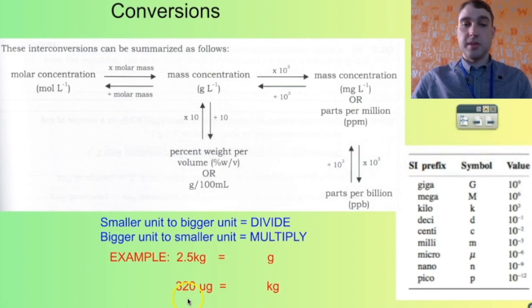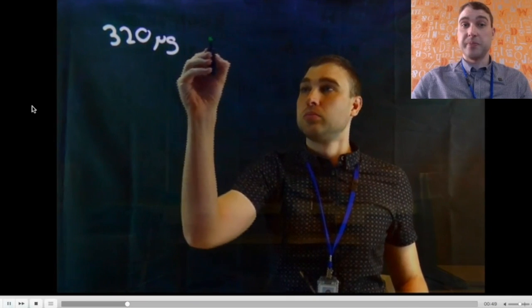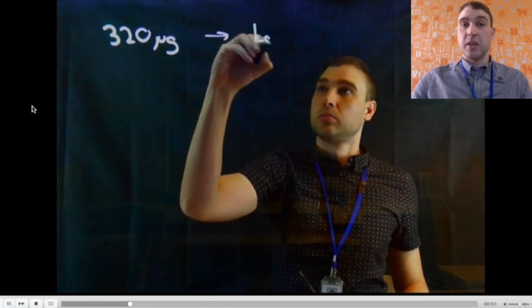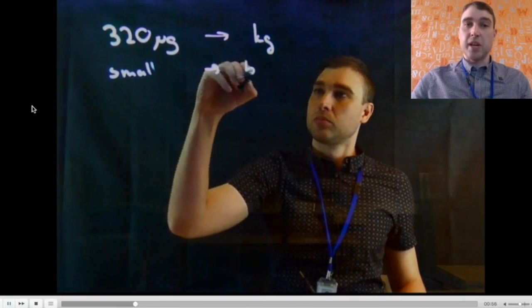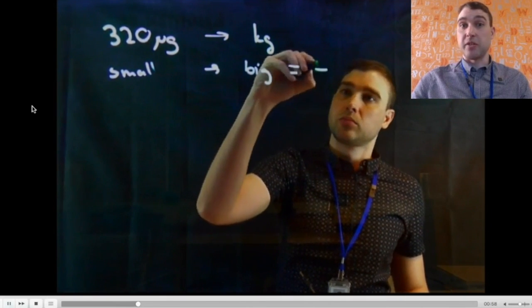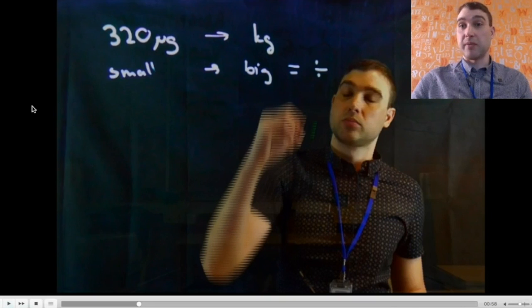Next example I'm going to do is this conversion down here, where I'm going to convert 320 micrograms into kilograms. So I'm going to write out the question first. I'm changing 320 micrograms into kilograms. I'm just going to make a note that I'm changing a small unit into a large unit. So a microgram is much, much smaller than a kilogram. And if we're going from small to big, then we have to divide.